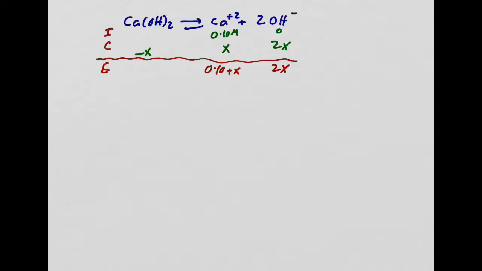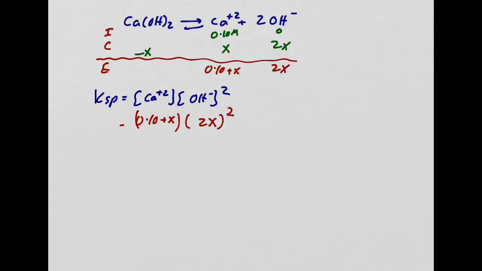So my KSP is going to be calcium times hydroxide to the power of 2. My calcium is going to be 0.10 plus x. Hydroxide is 2x to the power of 2. Don't forget that. And the KSP was also given. Again, I know I keep repeating myself. Just remember, these are the concentrations. You're going to plug those in for the concentration, but the formula calls for you raising it to the power of the coefficient. Don't forget that.